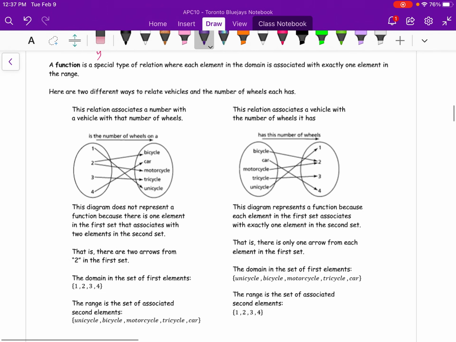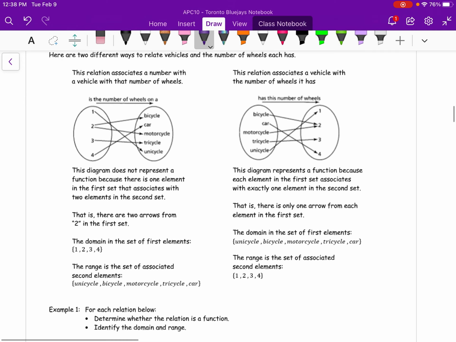of a point (x, y). A function is a special type of relation where each element in the domain is associated with exactly one element in the range. Here are two different ways to relate vehicles and the number of wheels each has. So I will be taking a look at the left-hand side first.